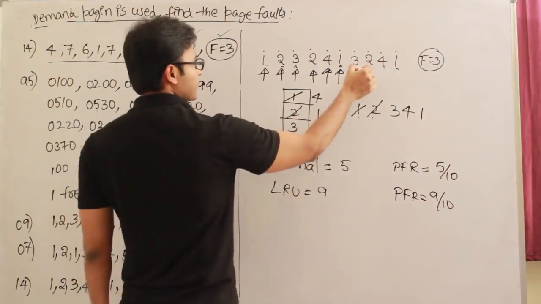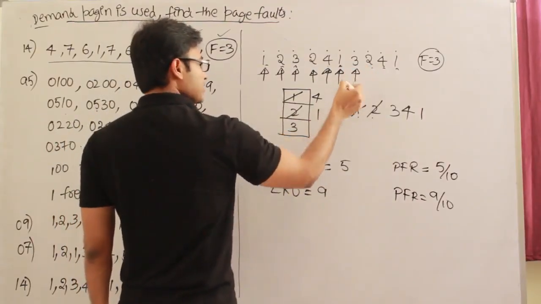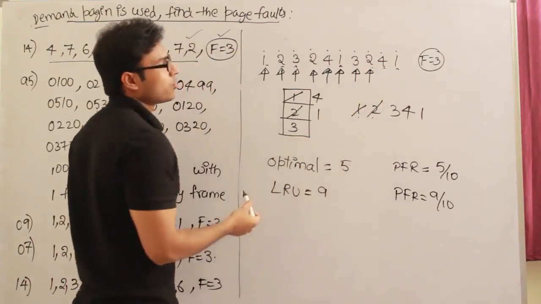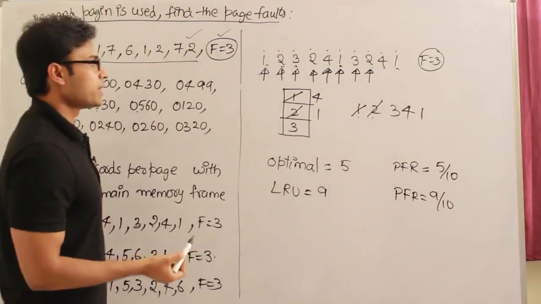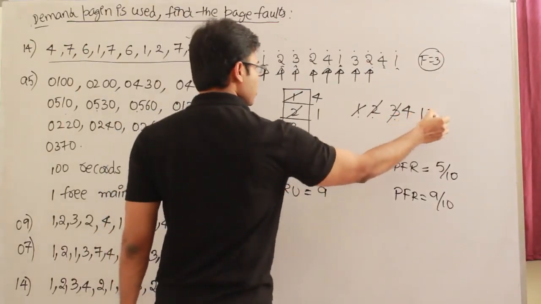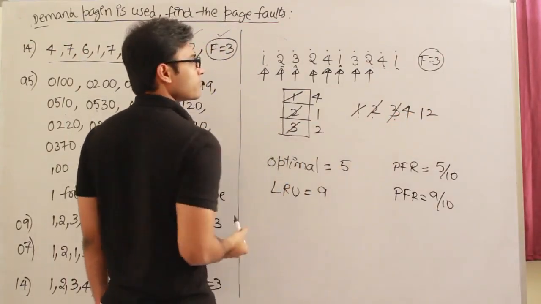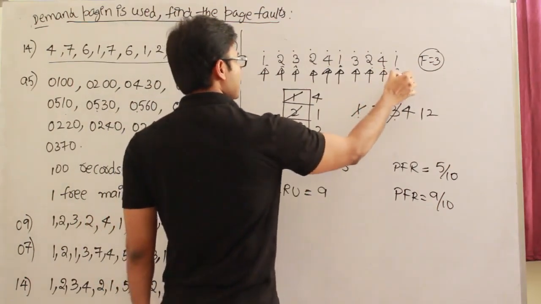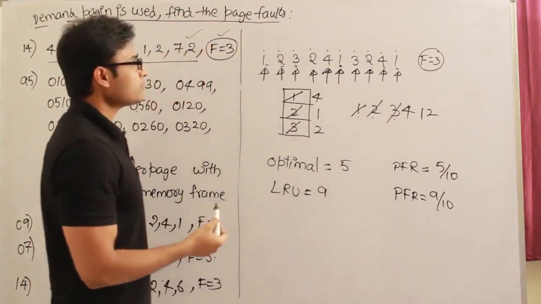Now I need 3. 3 is already there. That is why it is a hit. And next I need 2. So 2 is again a miss. Which one should I replace? If you watch it, 3 has to be replaced with 2, right? And next I need 4. 4 is already there. And next I need 1. 1 is already there. Got it?